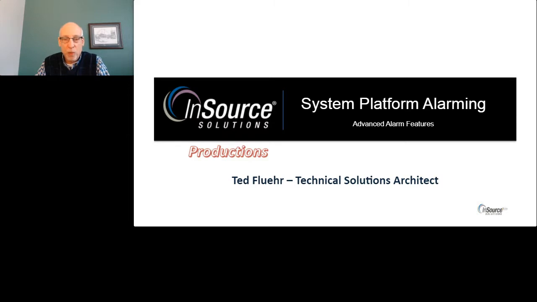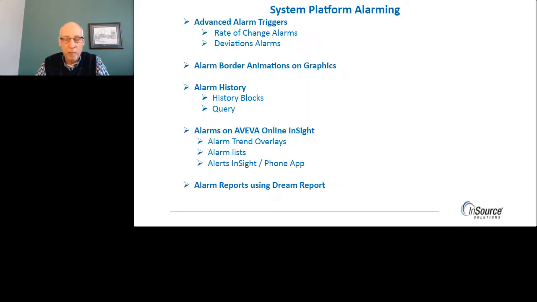And in this session we're going to talk about System Platform alarming, and specifically some of the advanced alarm triggers we have within System Platform. So we'll get into things like the rate of change alarm or the deviation alarm. We'll also talk about how we can generate some alarms and have that show up on your graphics using something called an alarm board or animation.